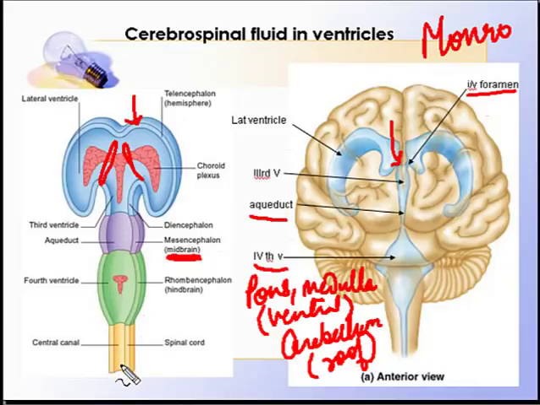Now, as the brain tissue started growing, the cavities got smaller and smaller, and then you ended up with these cavities being just this small. So that's why they're only able to hold 25 ml of cerebrospinal fluid.